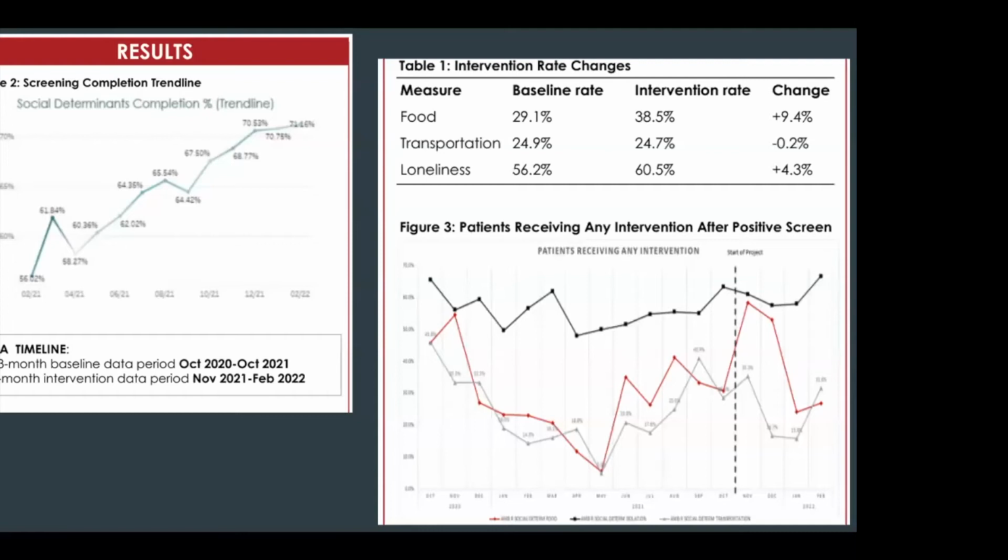The other thing that we'd like to show is that we did see an increase in the patients receiving any type of intervention, whether it be after visit summary or care management or social work referral. But a few months after the intervention started, we did start seeing a slight downward trend of patients actually receiving this.